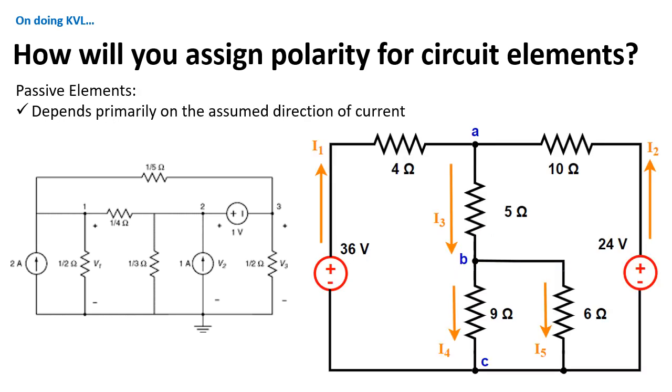But for passive elements, it is kind of more difficult. For active elements, it's black and white. But for passive elements, it's more difficult because we need to identify first that we need to compare our loop direction with the direction of the assumed current. So for example in this case, you have to really take note of this.